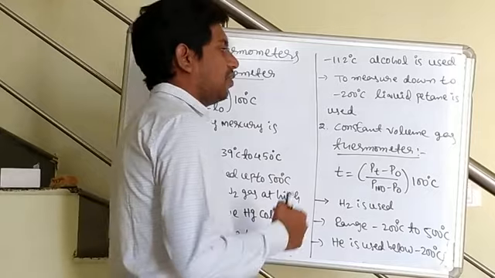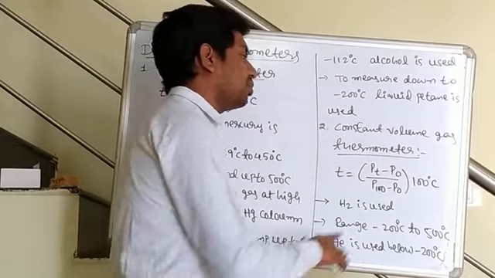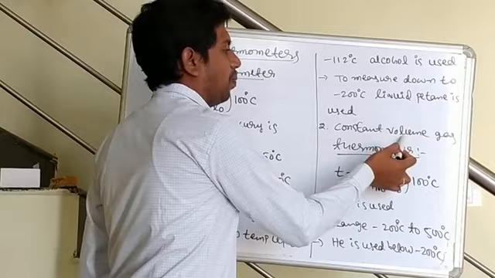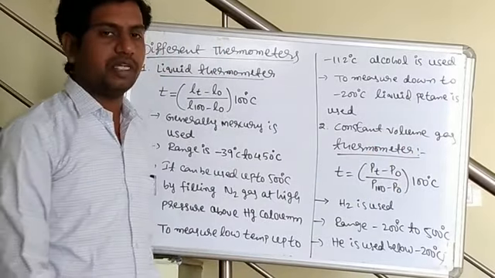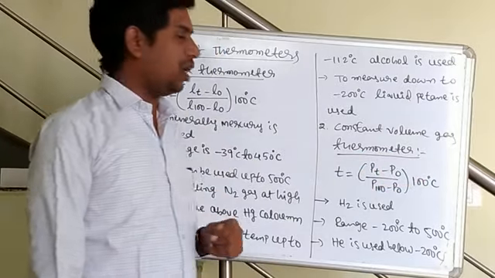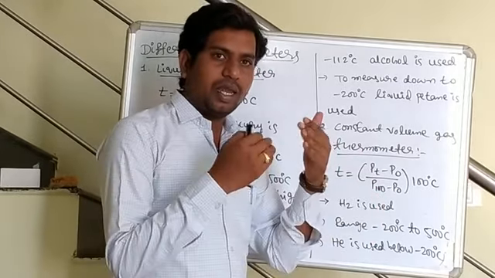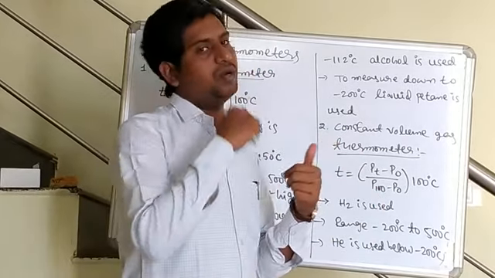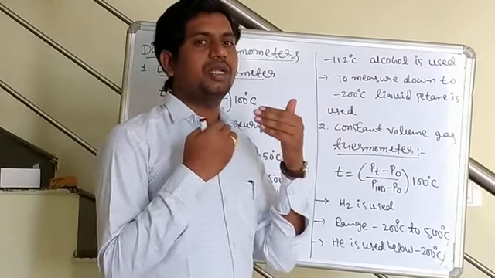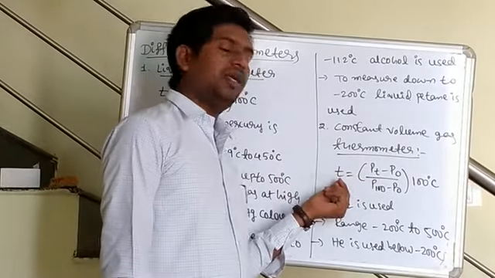Now the next one is gas thermometers. In gas thermometers we have two types: one is the constant volume gas thermometer and the other is the constant pressure gas thermometer. First we see the constant volume gas thermometer. In a constant volume gas thermometer, the volume is constant, meaning in a container in which the volume is constant, if there is a change in temperature, its pressure changes. According to the change in pressure, we measure the temperature.